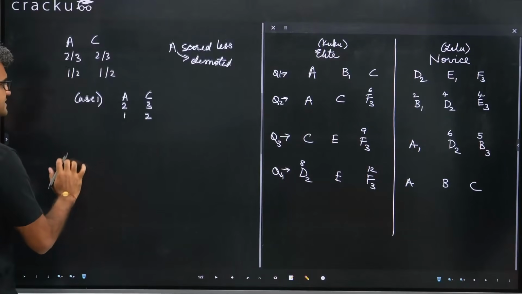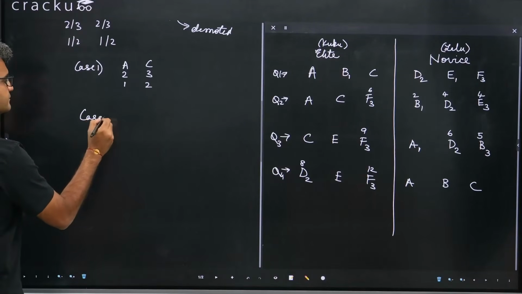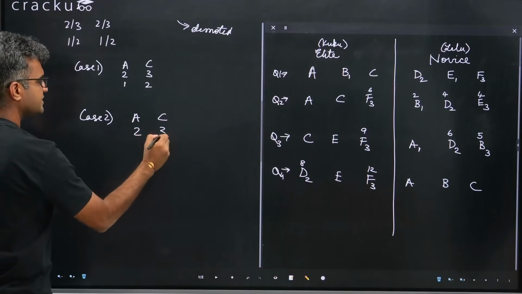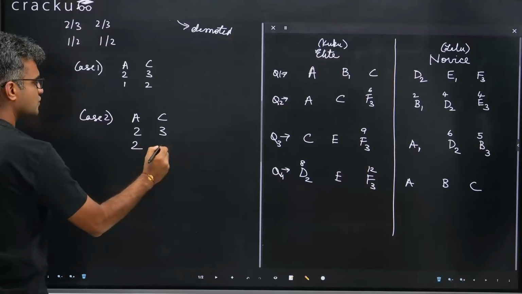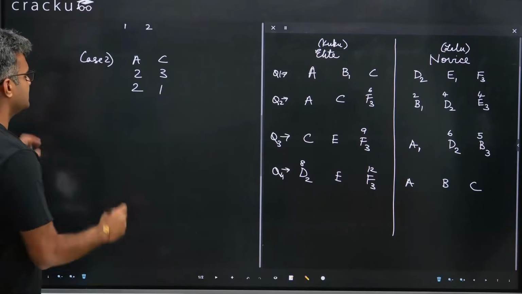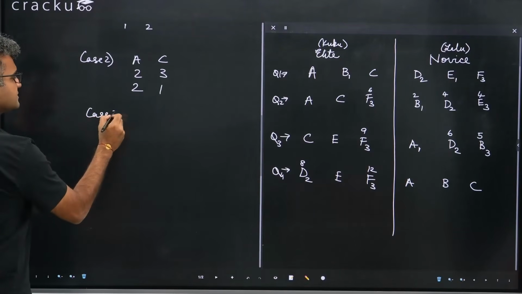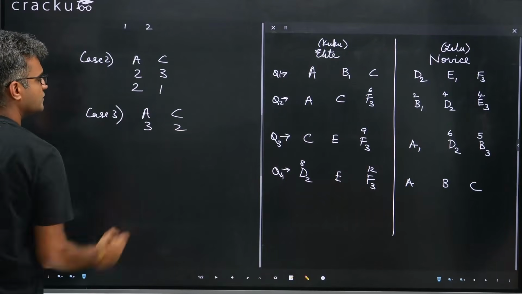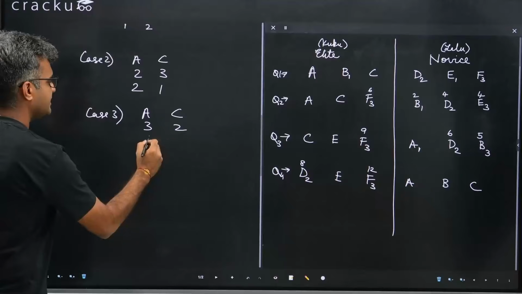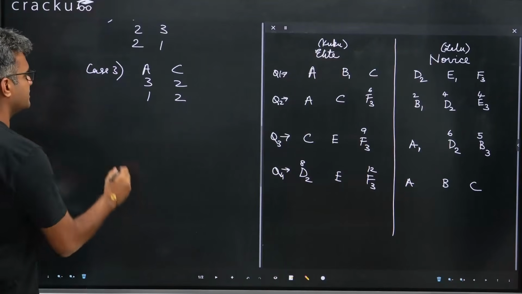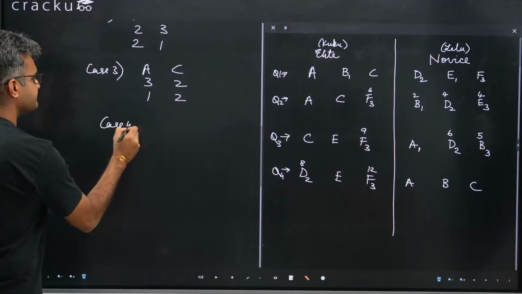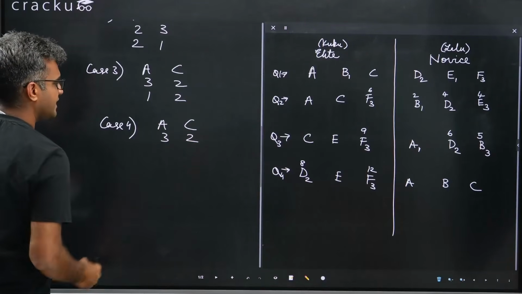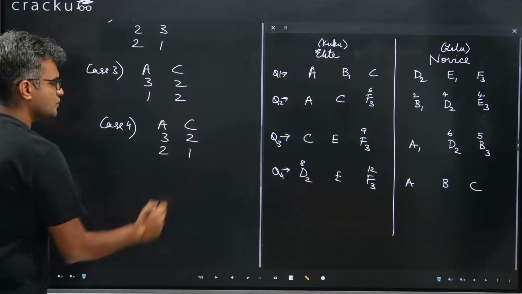In the second case, A scored 2 and C scored 3, but in the second quarter, A scored 2 and C scored 1. In the third case, A scored 3, C scored 2 in the first quarter, and it is 1 and 2 in the second quarter. And in the last case, A scored 3, C scored 2, and in the second quarter, A scored 2 and C scored 1.